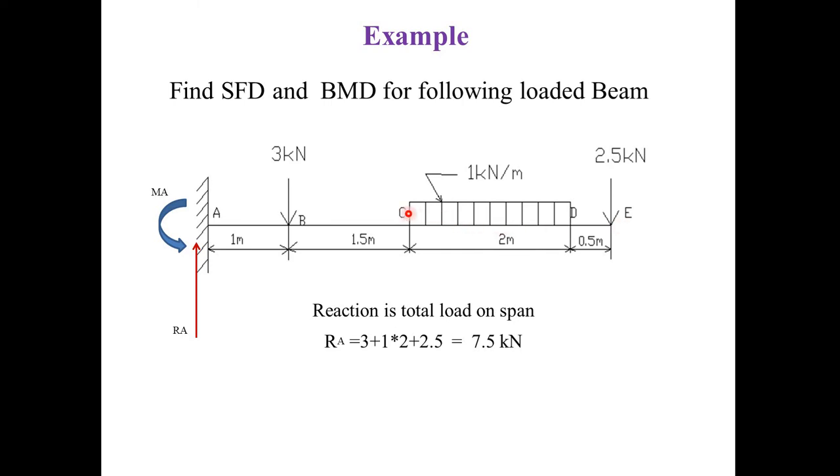So we have to convert the UDL into a point load. To convert the UDL into a point load, you take the magnitude and the length over which it is loaded. So 1 multiplied by 2 is equal to 2. Overall the reaction RA will be equal to 7.5 kN. So all downwards is equal to all upwards, and upward is only one force, that is RA, the reaction.